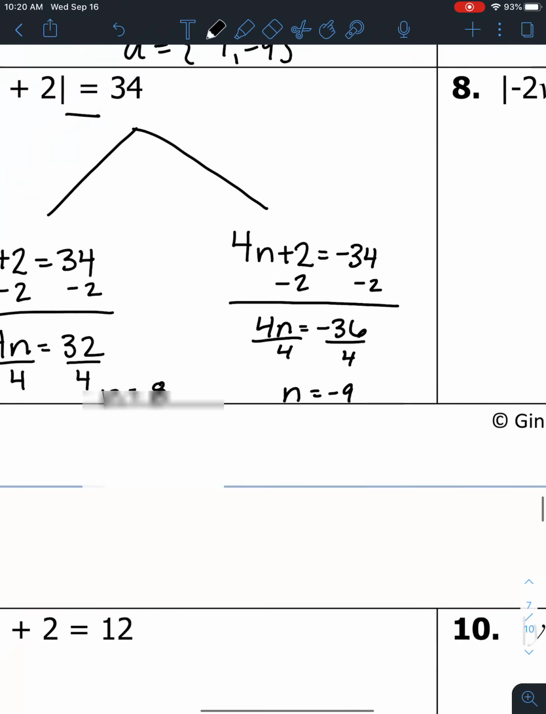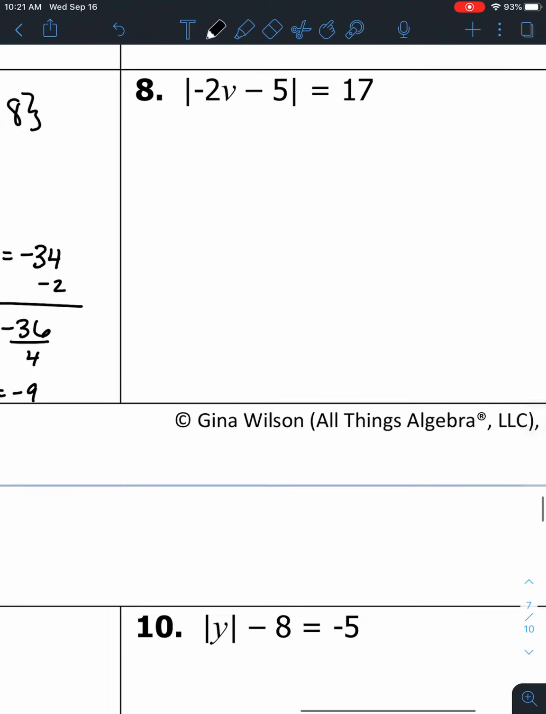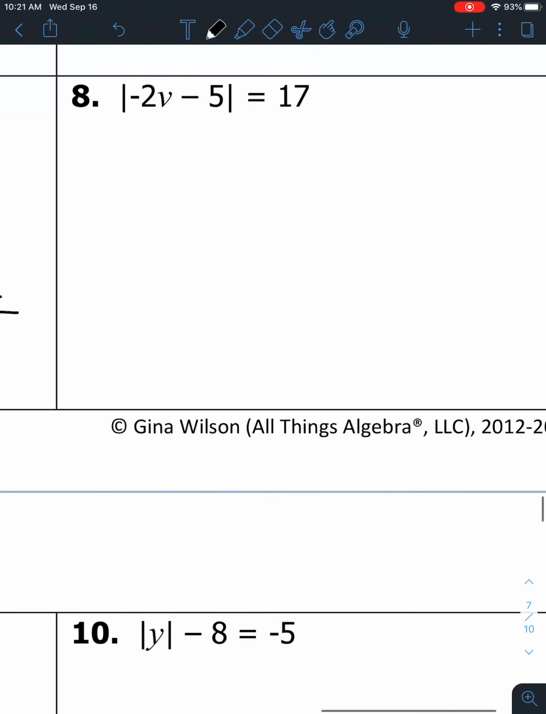All right, our answer is the solution set up here. So n equals, frilly brackets, negative 9 and 8. Okay, 8, same thing. I'm going to give you the answers. If you can't come up with these, let me know and we'll help you out. So for 8, v equals, frilly brackets, negative 11 and 6. All right, let's work on some that we actually have to move things.